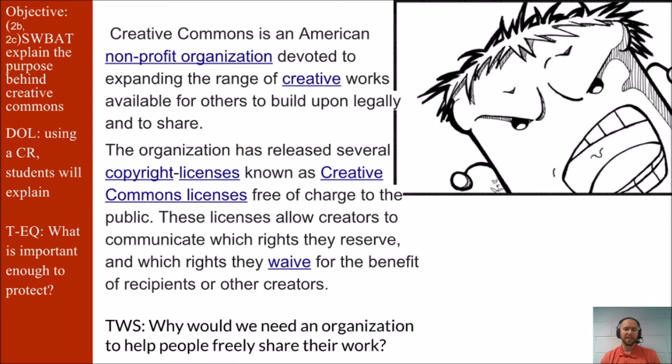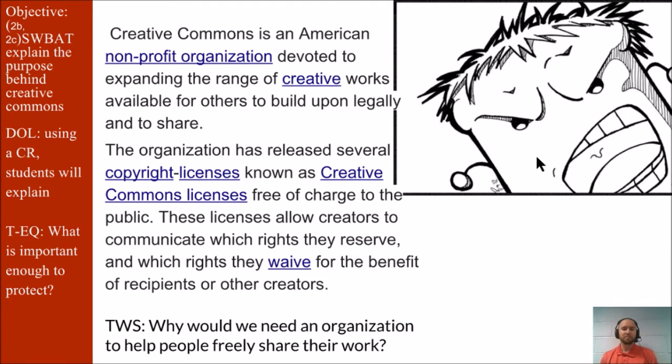Why would we need an organization to help people freely share their work? Well, if you look up here at the picture, it actually kind of gives you a hint as to why we would need an organization such as this. The variety of licenses the organization gives out will stipulate what the person who is borrowing or using the work of another person has to do to satisfy that person. That way they don't get angry over how the person is sharing their work.